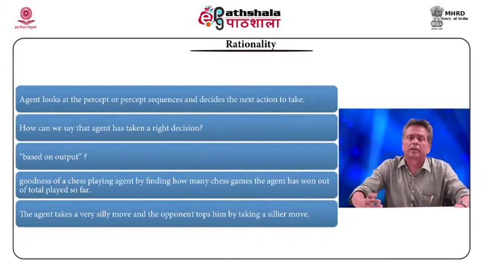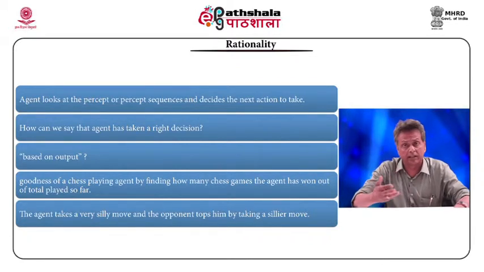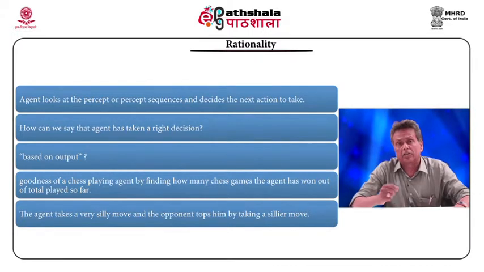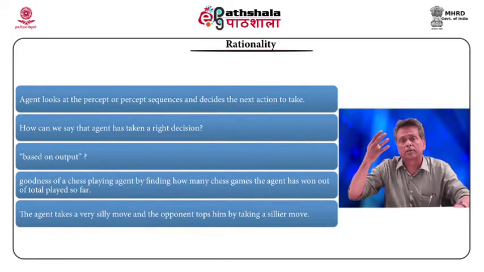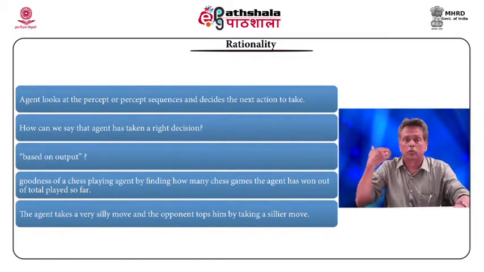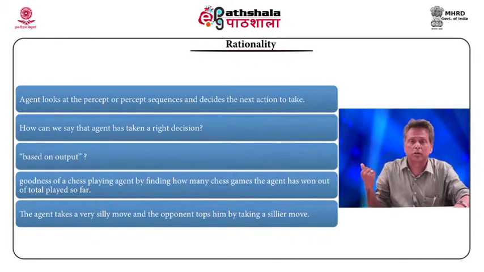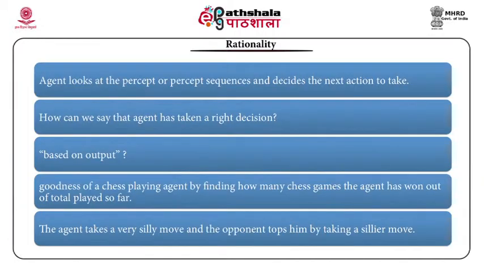For example, if I have designed a chess playing robot, and that chess playing robot takes the silliest move, but the opponent tops the program by taking a sillier move and loses, do you consider that move was good? Or the other way around, if the move the chess player program has taken is really good, but the opponent is very, very good and eventually defeats it, will the agent consider that the move is not very good? No, in either of the cases it is wrong.